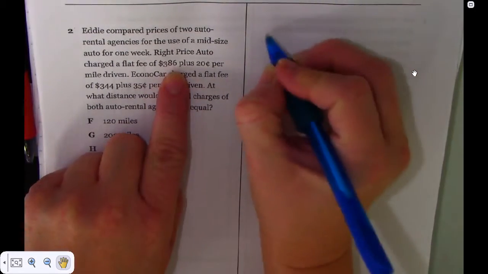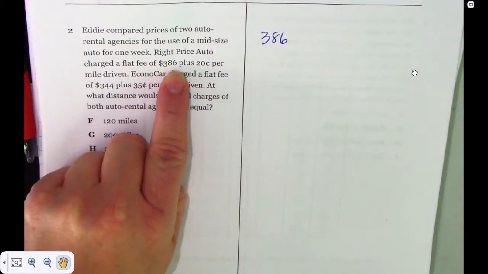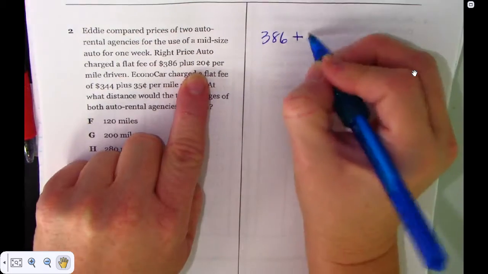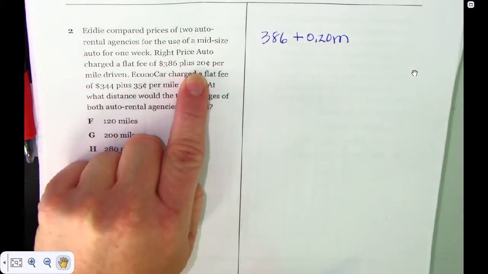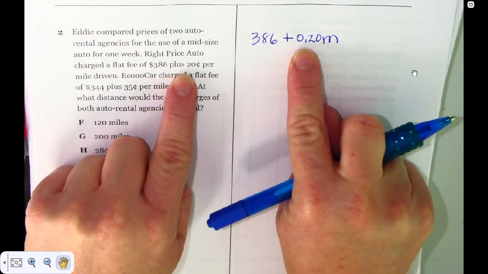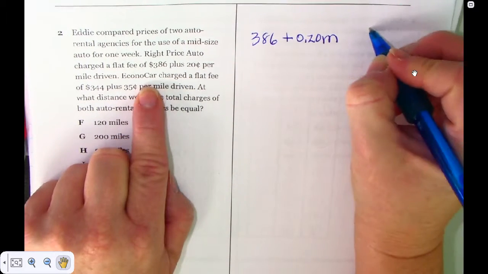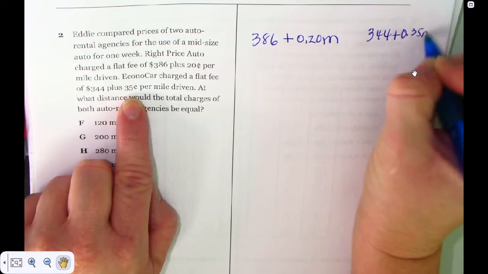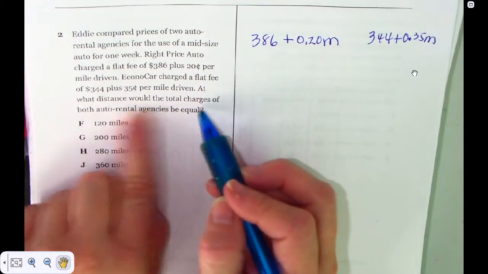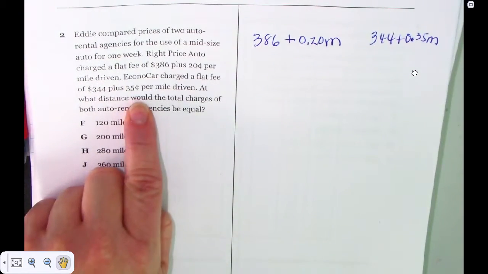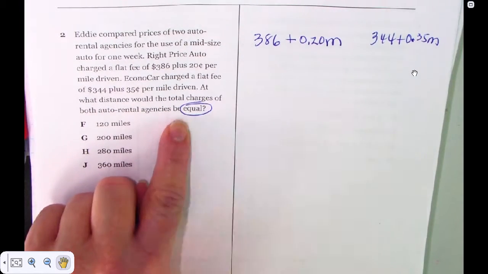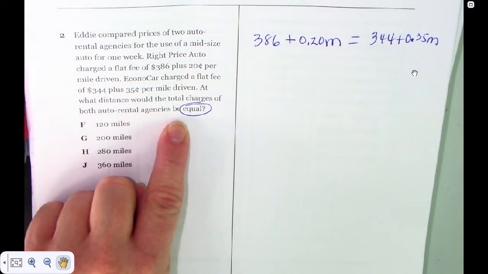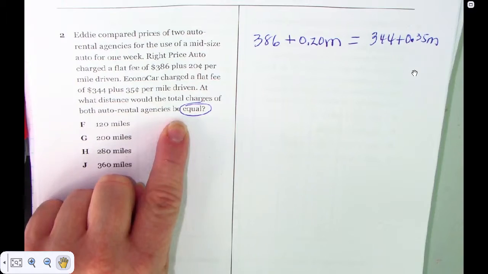Okay, so number 2. On right price, he would have to pay $3.86 plus 20 cents a mile. You need to change that to 0.20. Then on Econocar, $3.44 plus 35 cents a mile. I want to know at what distance, that's how many miles, would the total charges be equal? Everybody circle equal. And you put an equal sign in there. If you got it right, you don't have to correct, do you?